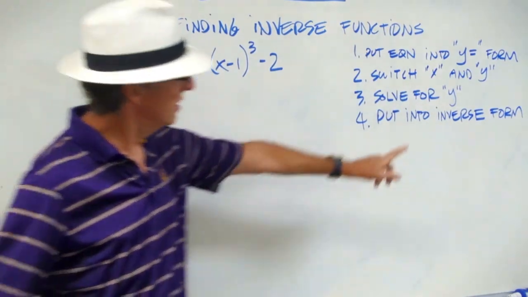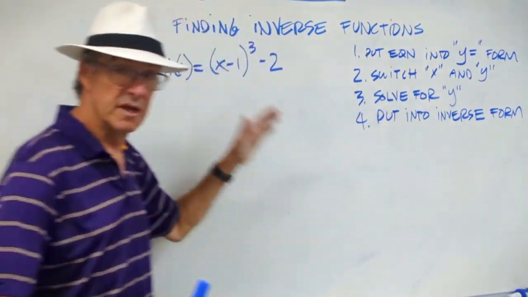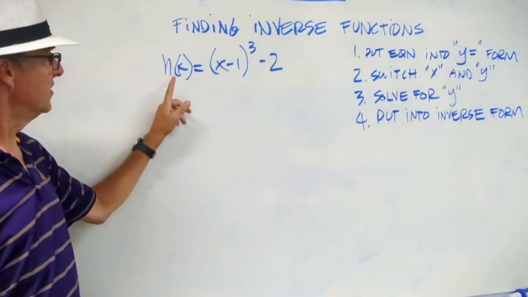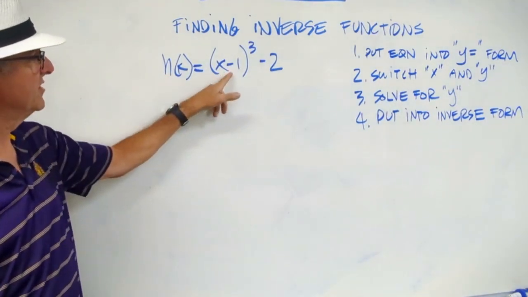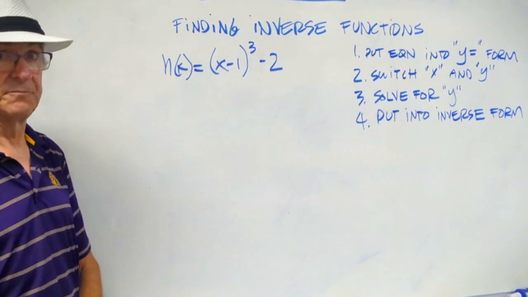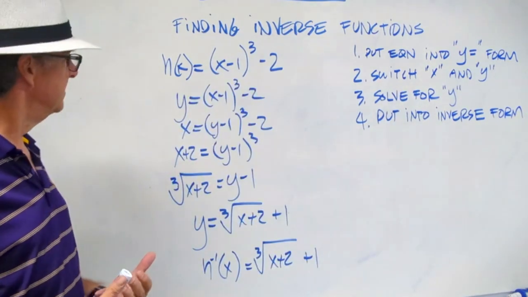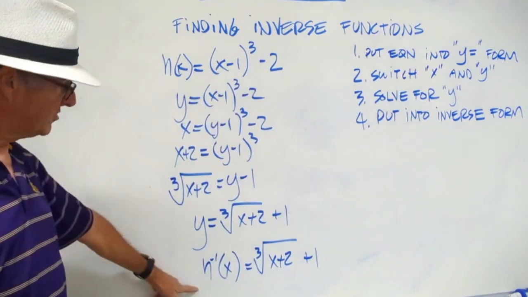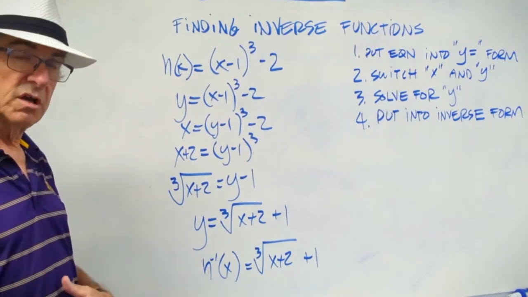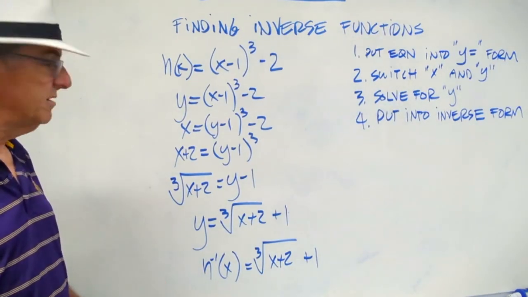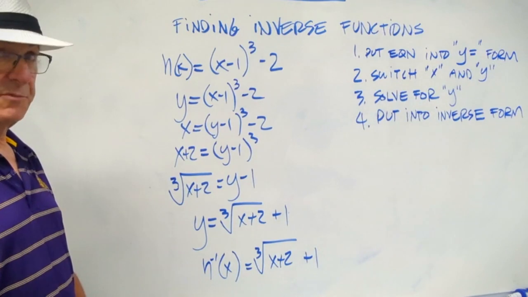Okay, I want you to try one. Pause the video and do all those steps, and let's see what you get for the inverse of h of x equals (x minus 1) cubed minus 2. All right, let's see how you did. Take a moment, scan through the algebra, check your work, see if you have a question, see if you can figure it out. I'm going to move on.